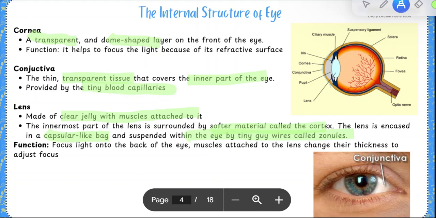सो अब इसका फंक्शन क्या होता है? ये बेसिकली लाइट को फोकस करता है ऑन द बैक ऑफ द आई और जो मसल्स अटैच्ड होते हैं लेंस से वो उसकी थिकनेस को एडजस्ट कर सकते हैं.